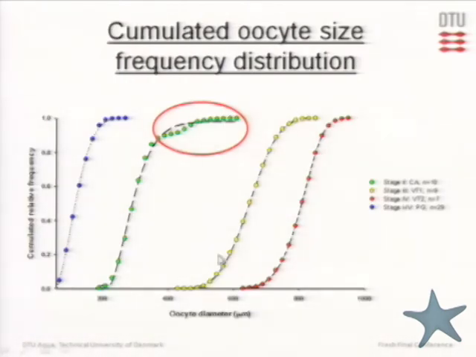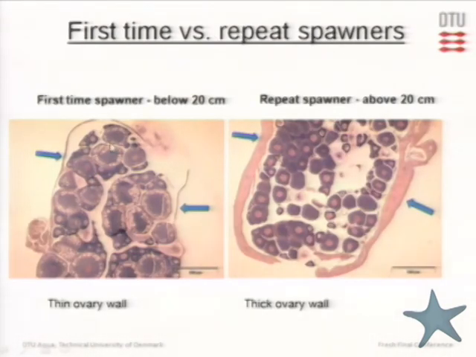Another peculiarity we noticed was that when we look at the cortical alveoli, we had some kind of deviation from the prediction in the curve. We looked a little bit further into that, and we discovered that we had a mixture of first-time spawners and repeat spawners. In the cortical alveoli stage, they are easy to recognize because the first-time spawners have a very thin ovarian wall, whereas the repeat spawners have a very thick wall. Later in the stages, this is more difficult to see, but in general, those below 20 appeared to be first-time spawners, while those above 20 appear to be repeat spawners.